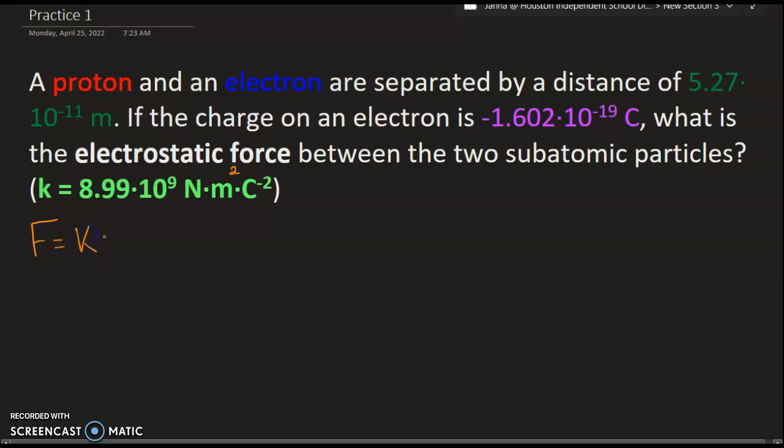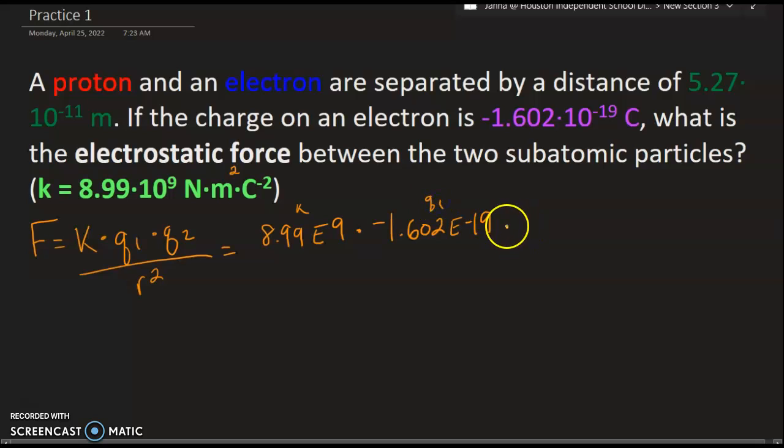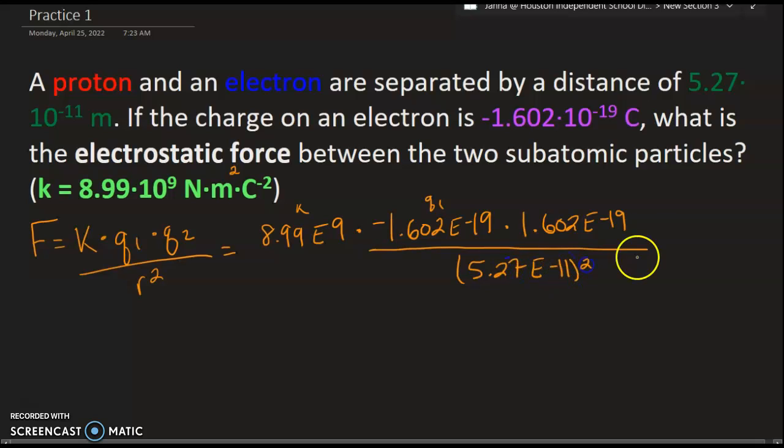F is equal to K, that's that constant, times Q1, charge 1, times Q2, charge 2, divided by the distance between them squared. We can plug in 8.99 E9, this is the value K, times Q1, that's the charge on an electron, negative 1.602 E negative 19, times Q2, that's the charge of a proton, 1.602 E negative 19. Note one is negative, the other is positive, divided by R squared, 5.27 E negative 11 squared.